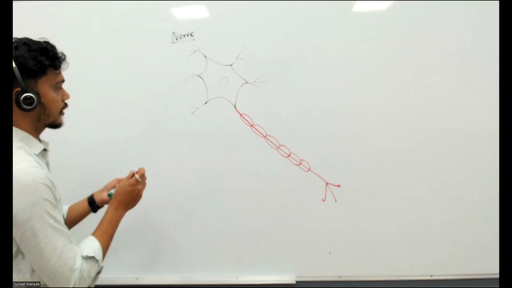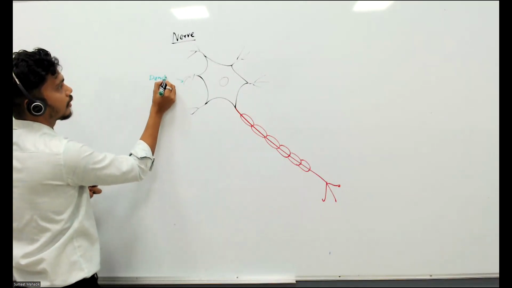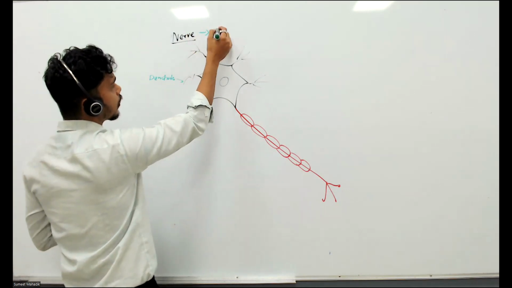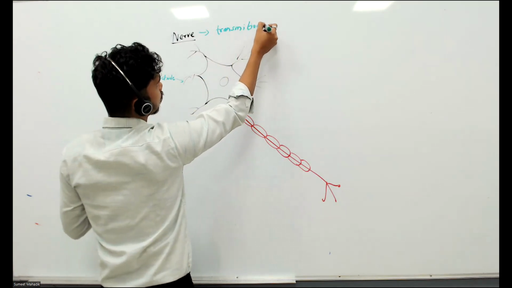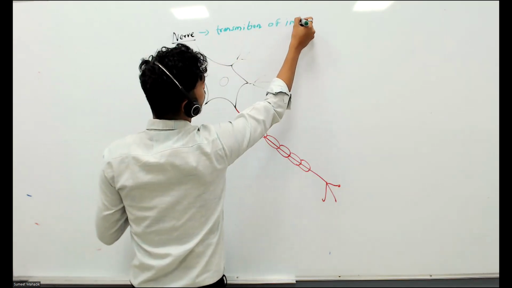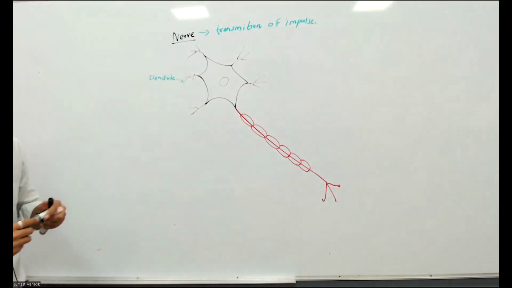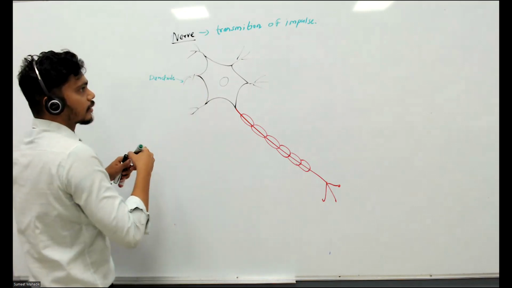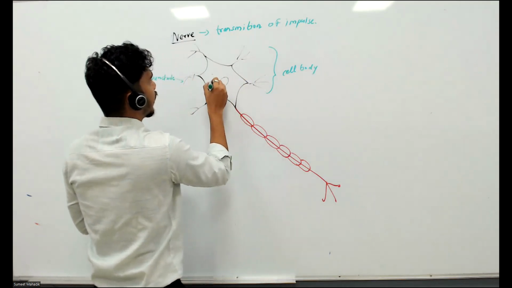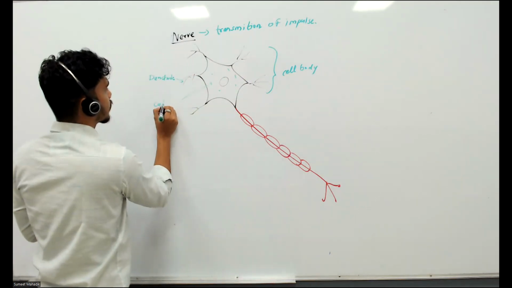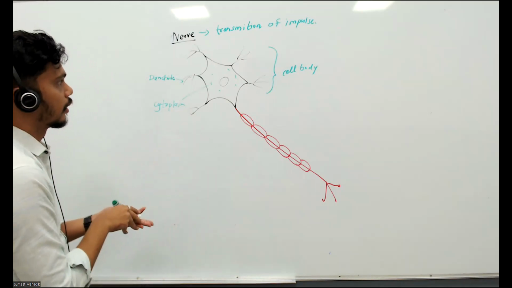Okay, so this is called the dendrites. The nerve cell is responsible for the transmission of impulse. What is impulse? An electrical signal. Impulse is nothing but an electrical signal. These are the dendrites. This is also called the cell body. Inside here is the cytoplasm. Cytoplasm will be there inside it.